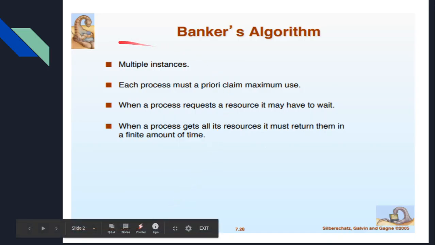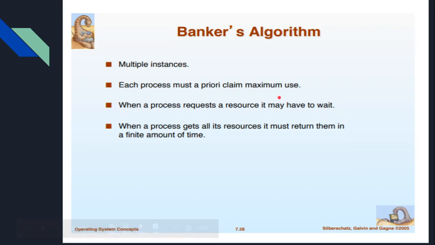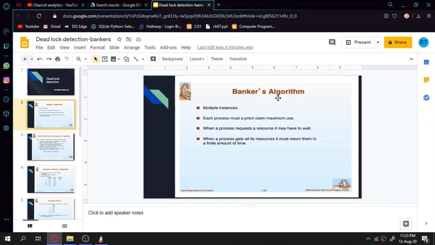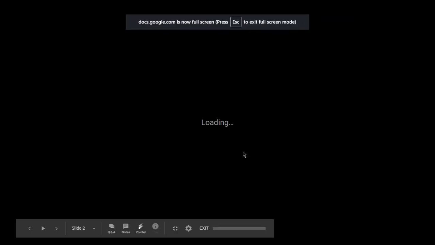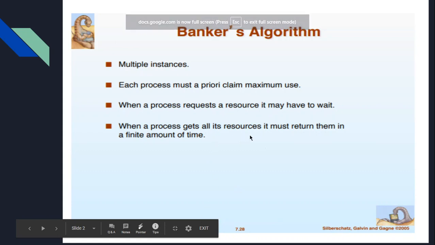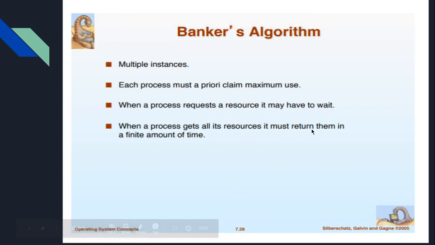Now this mainly works for multiple instances, and each process can claim the maximum use of its resources. When a process requests a resource, it may have to wait so that it can acquire all the resources. And when a process gets all its resources, it must return them in a finite amount of time, that means after the process is over, it has to return them back to the resource pool. That is the assumption of this algorithm.